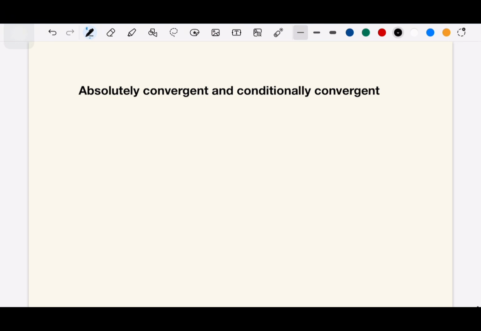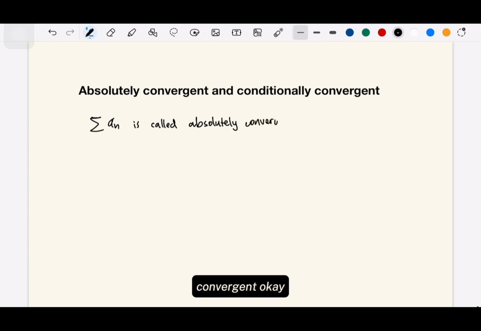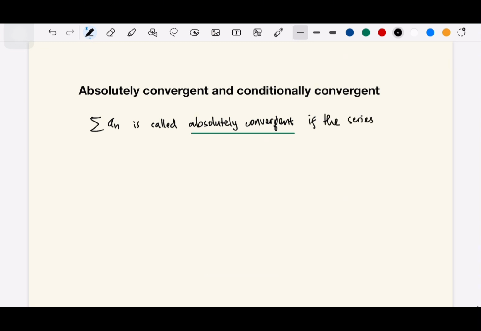So, series AN is called absolutely convergent, okay, if the series of absolute values is convergent.